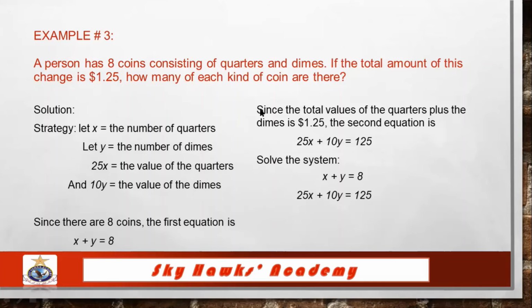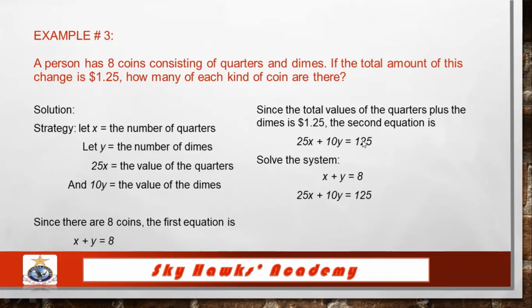Now coming to the solution. Please read this one. Since the total value of the quarters plus the dimes is $1.25, the second equation is 25x plus 10y is equal to 125. Now this much of quarters plus this much of dimes, making together the whole sum, is 125. Have you got this? How have you calculated this one?